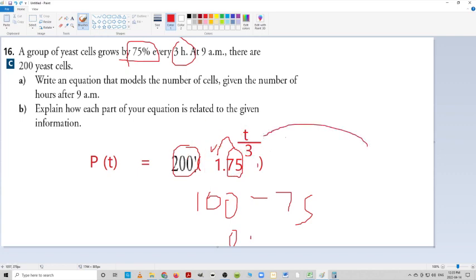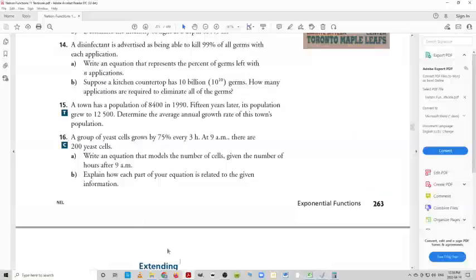And you can test this out by throwing in 3 and then 6 and then 9. This fraction when t is 3 will become 1. When time is 6 it will become 2, which is what you want. When t is 9, this exponent will become 3, and that's what you want. You want your exponent to go up 1 unit every 3 hours, so you have to divide by 3. Well, that was easier because they didn't ask us to do any calculations.